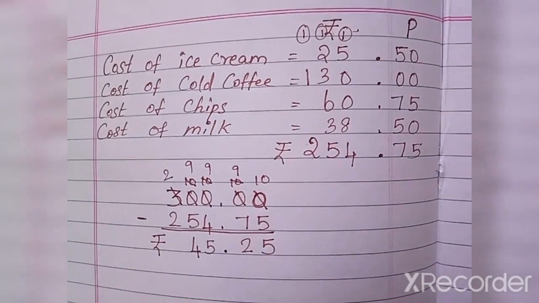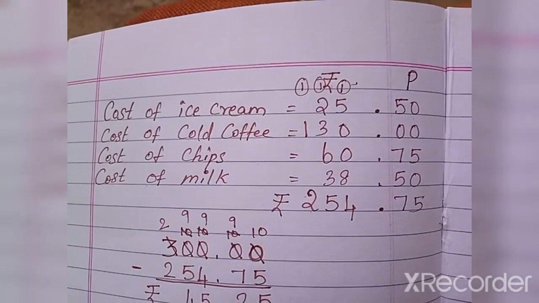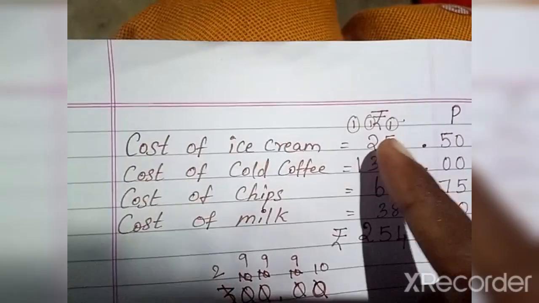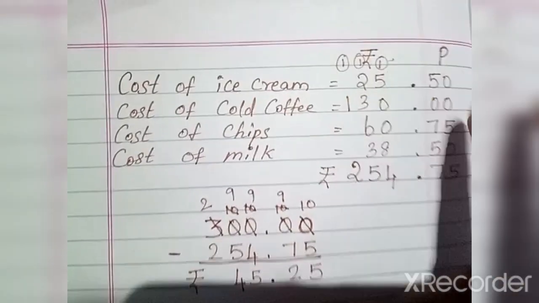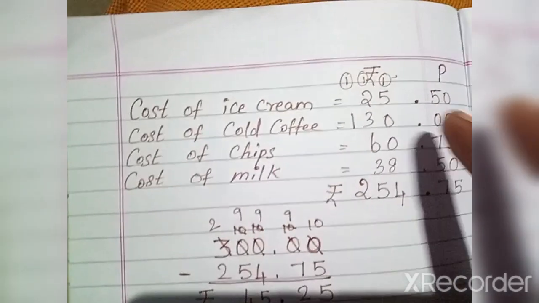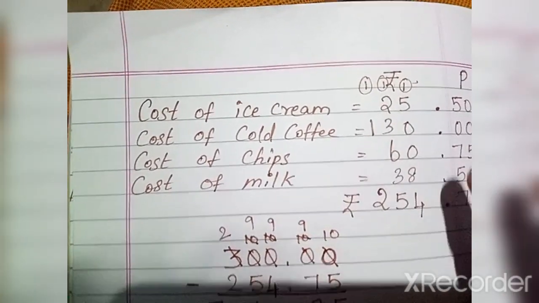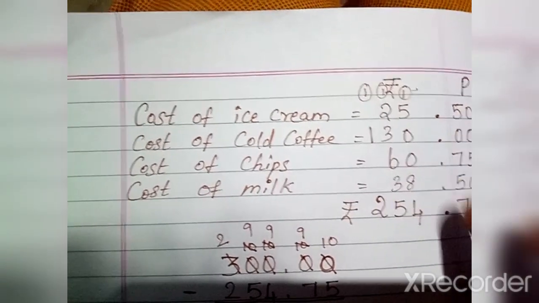So to find the total amount we have to add. To add, first separate it into two columns. One is the rupee column and the other is the paise column. Write the rupee under the rupee column and the paise under the paise column, and then keep the point in between.